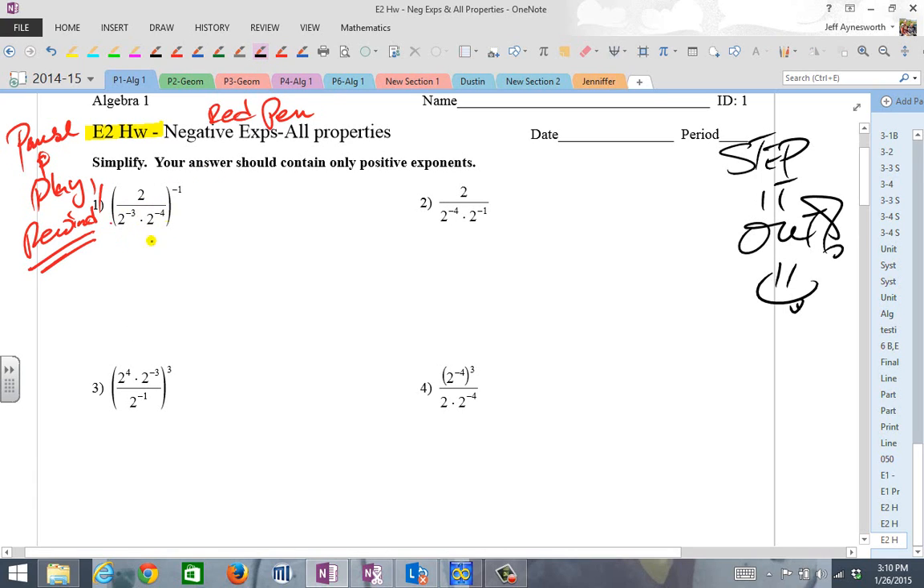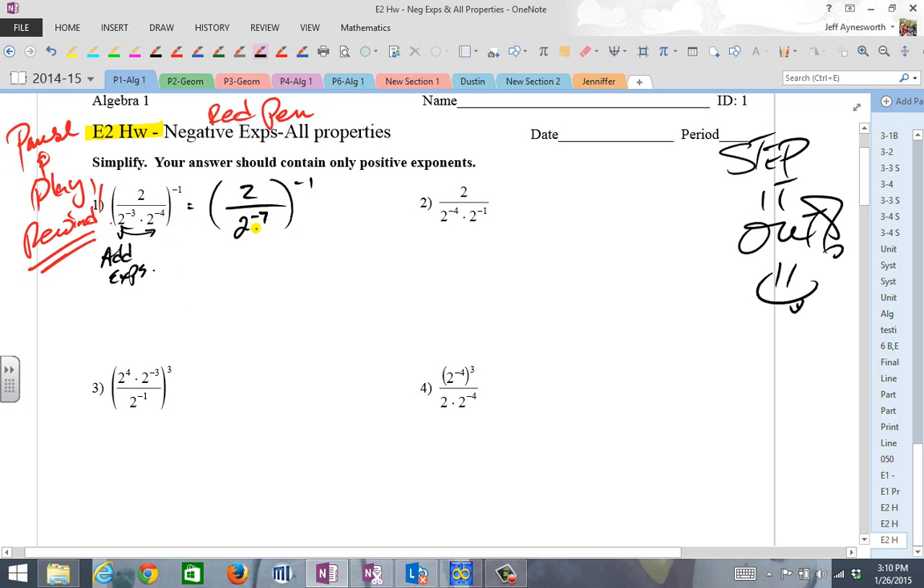One of the ways out of many that you can handle something like this is work inside the parentheses first. Look down here in the denominators: when you multiply like variables, you add exponents. So I got 2 divided by, negative 3 plus negative 4 is negative 7, so 2 to the negative 7 power.